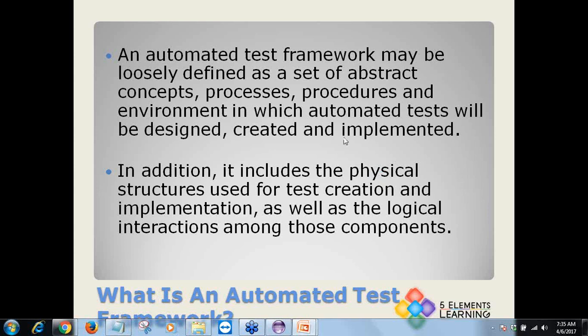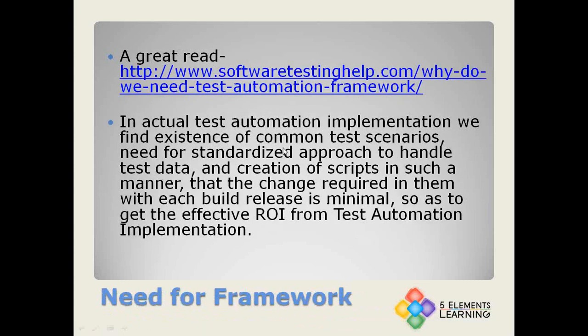So an automation framework can be defined as a set of abstract concepts, processes, procedures, and environment in which automated tests could be designed, created, and implemented. It includes the physical structure used for test creation and implementation, as well as the logical interaction among those components. So what does your automation framework consist of? Some physical structures which are used for test creation and implementation, and some logical interaction among those components.